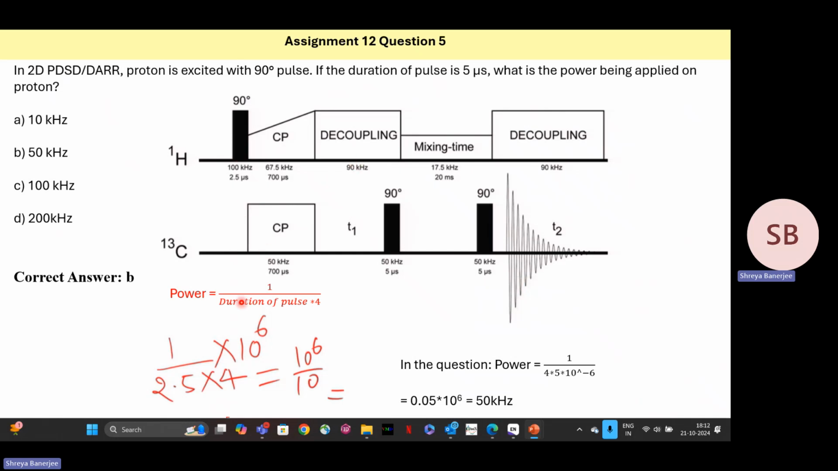What you need to remember is this formula: power is 1 by 4 times the duration of the pulse. An example is shown here. For this first 90-degree pulse on 1H, the duration is 2.5 microseconds. So power would be 1 divided by 4 times 2.5. And because it's microseconds, in the denominator you will have 10 to the power minus 6, which will go up in the numerator as 10 to the power 6.